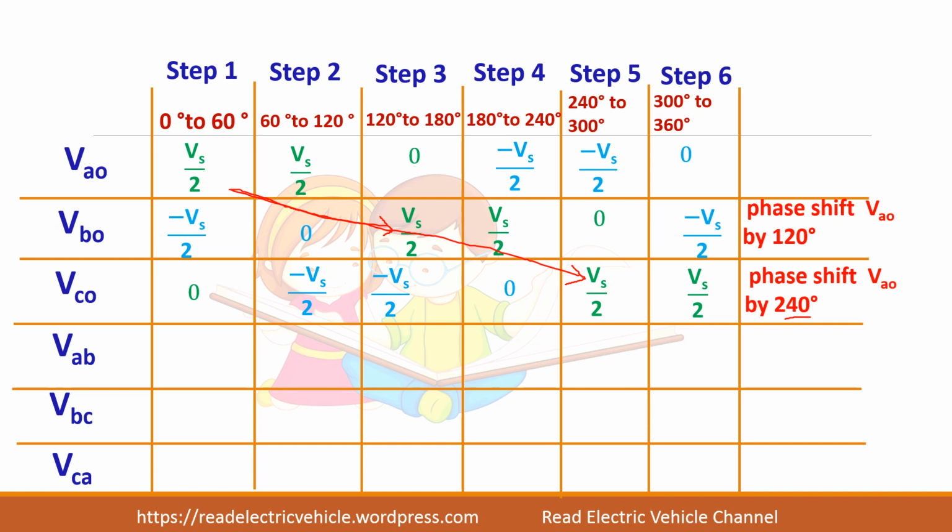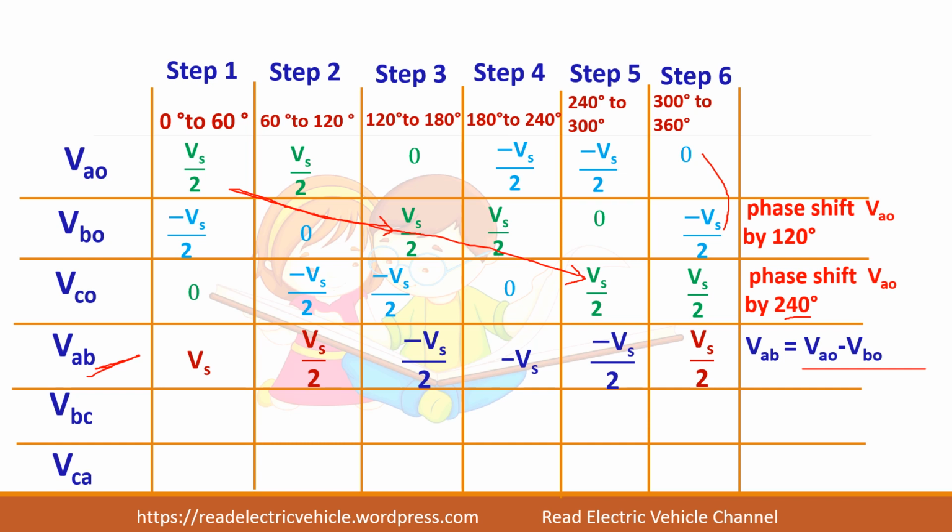Okay. Now we will find what is VAB. So what is VAB? VA naught minus VB naught. So you subtract these two, you will get VS. You can do subtraction and you can find the values. So this minus this, you will get the VAB.